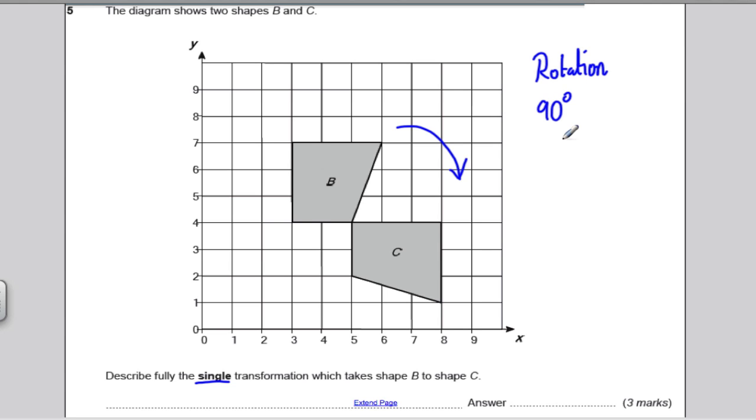The next point is to think to ourselves, where is the center of rotation? Now, to get the center, really what you need to do is have a tracing paper over the shape B and hold your pencil down at various points and see which one works for this rotation. It works that if you hold your pencil down at 4, 3 and rotate that shape, that would be the center. So the center of rotation for the 3rd mark is the point 4, 3.